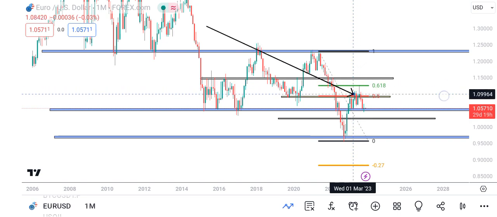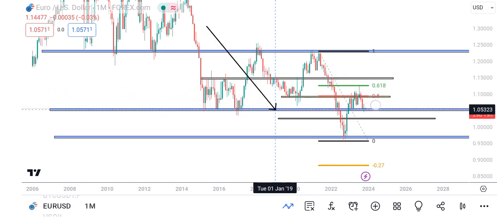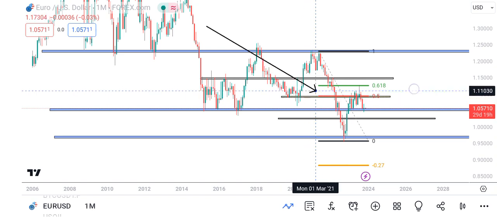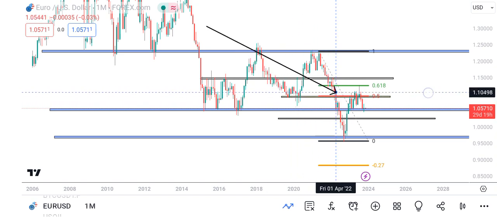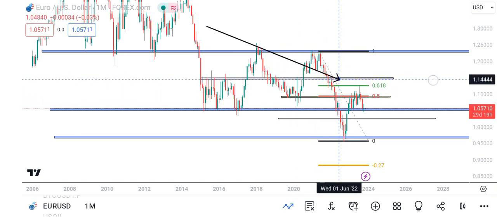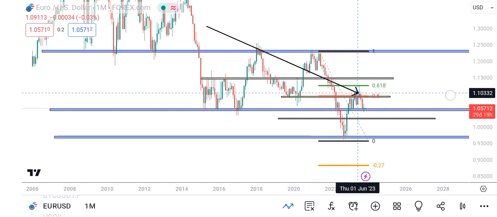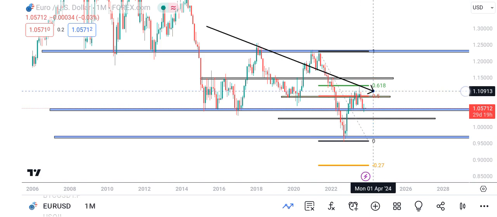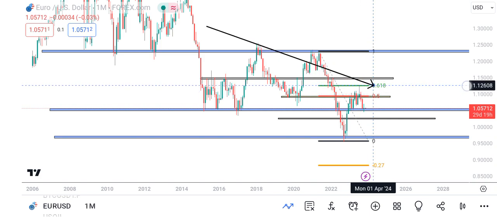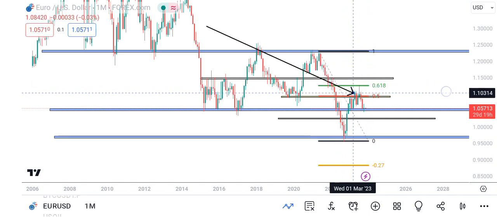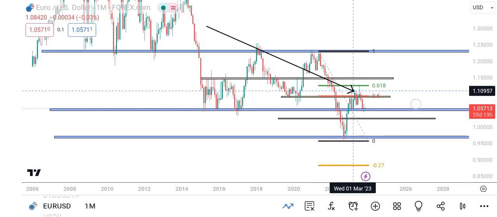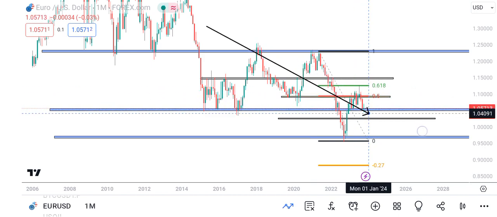The market broke out above the neckline, but then it came to fulfill a technical level, which was this area of value right here, the 0.5 and 0.618 Fibonacci level. So the market came here, fulfilled this technical level, and then started moving back down.